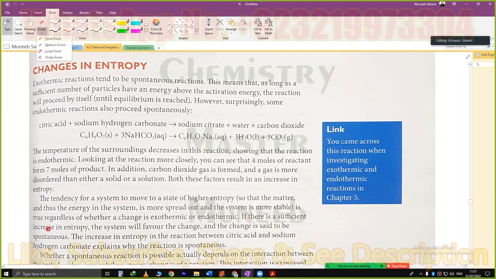If there is a sufficient increase in entropy, the system will favor the change, and the change is said to be spontaneous. The increase in entropy in the reaction between citric acid and sodium carbonate explains why the reaction is spontaneous. So spontaneity is related to entropy. The higher the entropy value, the higher the spontaneity, or you can say a more disordered reaction is a spontaneous reaction. A spontaneous reaction is linked with a higher value of entropy.